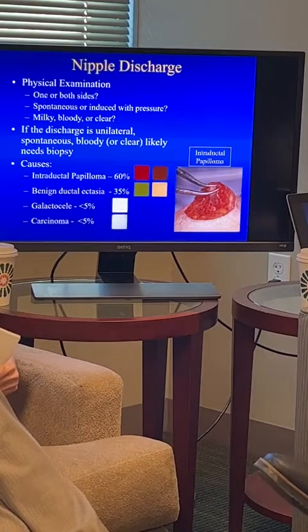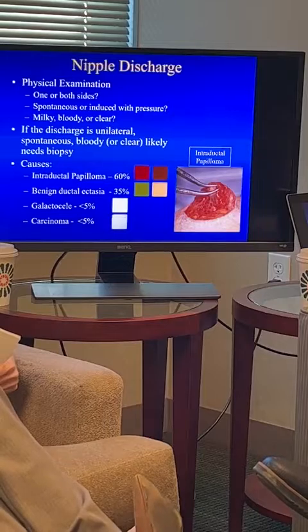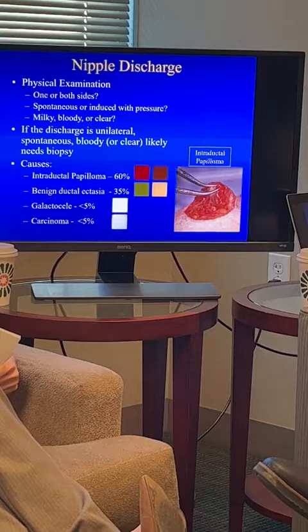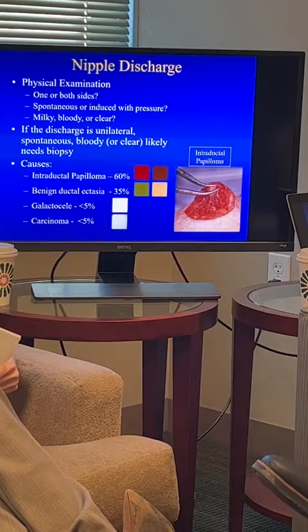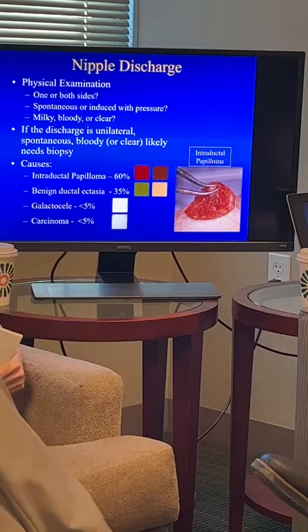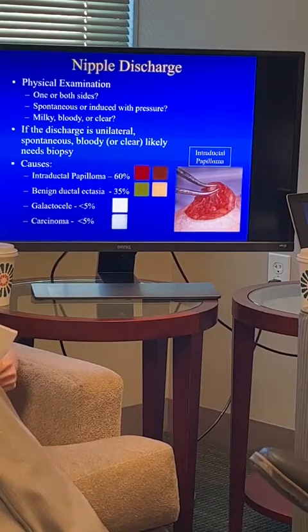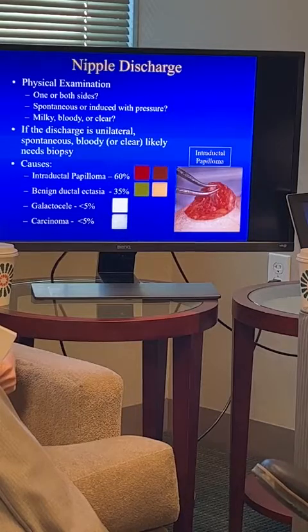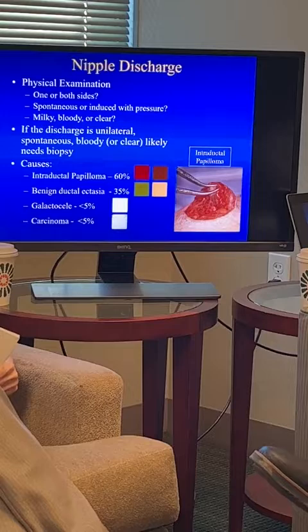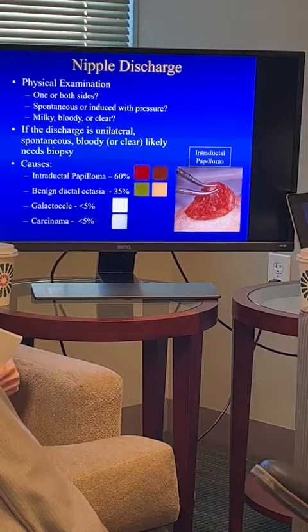Discharge which is unilateral, spontaneous, in other words, it comes out on its own, and bloody or clear likely needs a biopsy. Dark fluid, like blood, is most often found, however, to be a benign intraductal papilloma, in fact, about 60% of the time. When the fluid is greenish or light yellow in color, it's most often a benign diagnosis of ductal hyperplasia, about 1/3 of the cases.